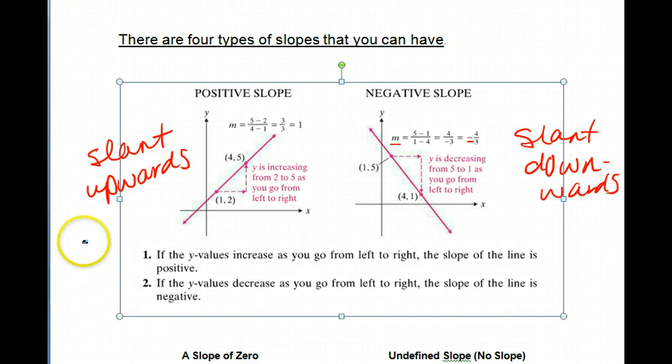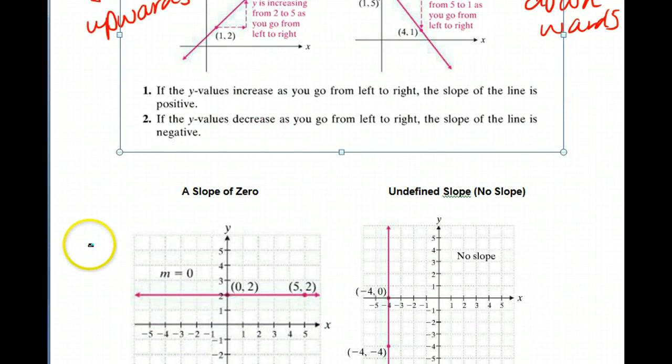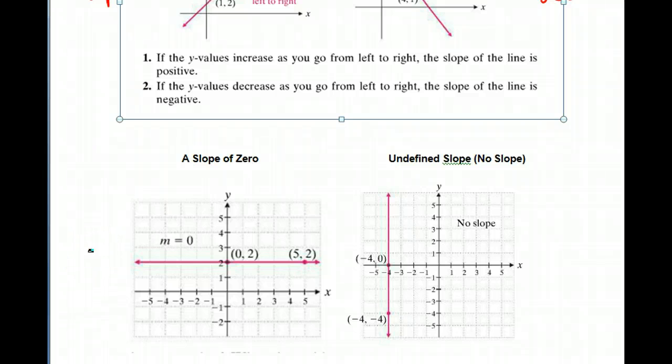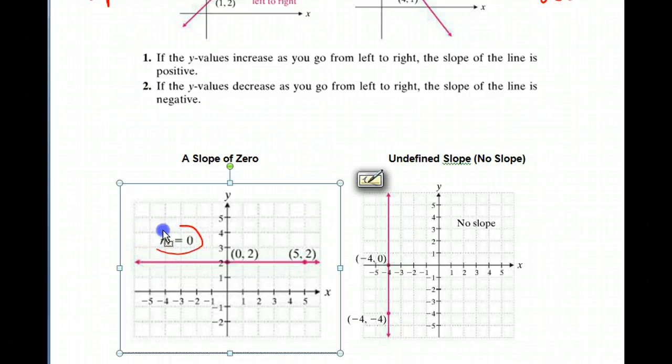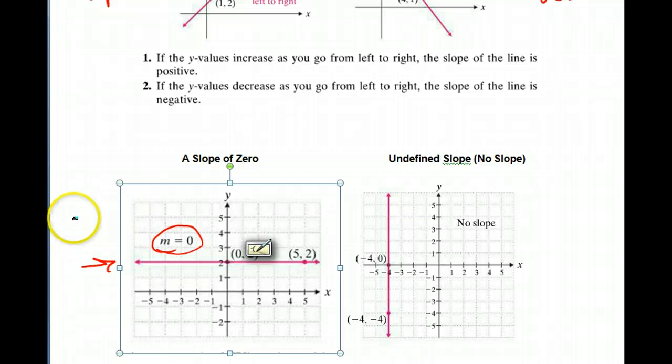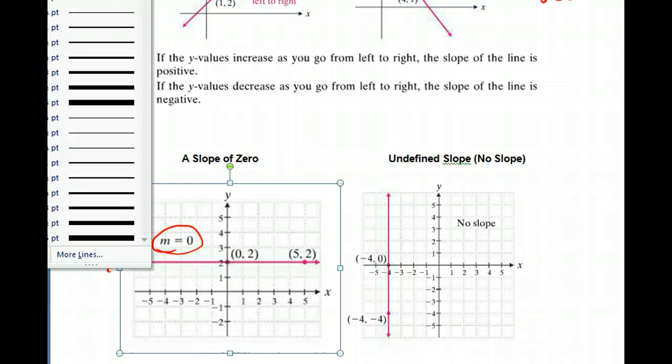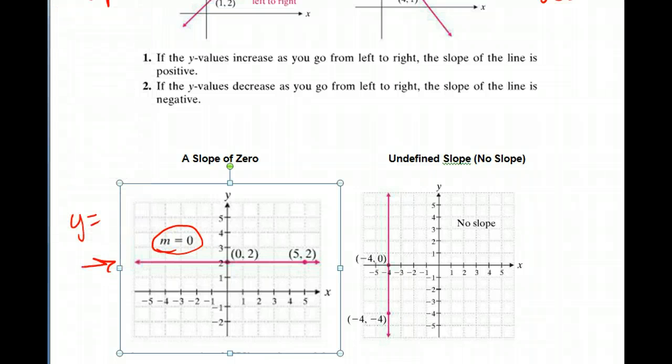The next type of line that we can have is the slope of 0. We did that example. We had m equals 0, and I told you that that is the horizontal line. That is a y equals line. I shouldn't have put a number. I should have just put the number symbol. So we'll fix that there. So that's when we have y equals a number.